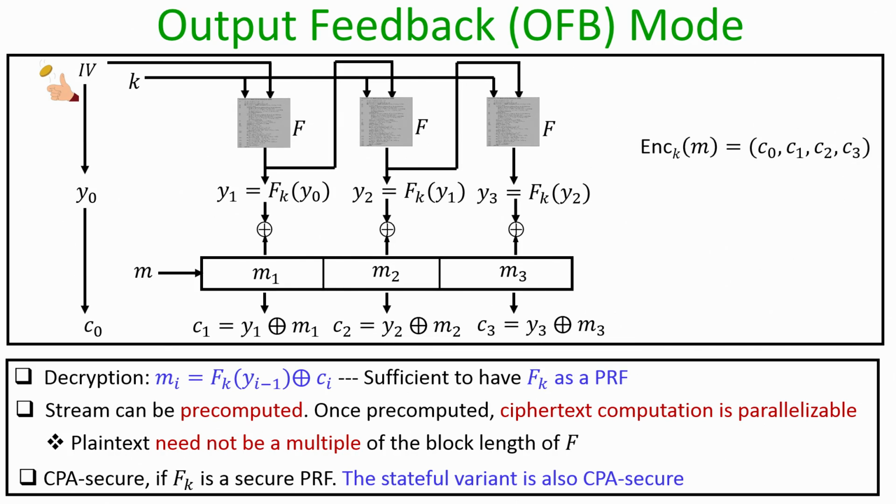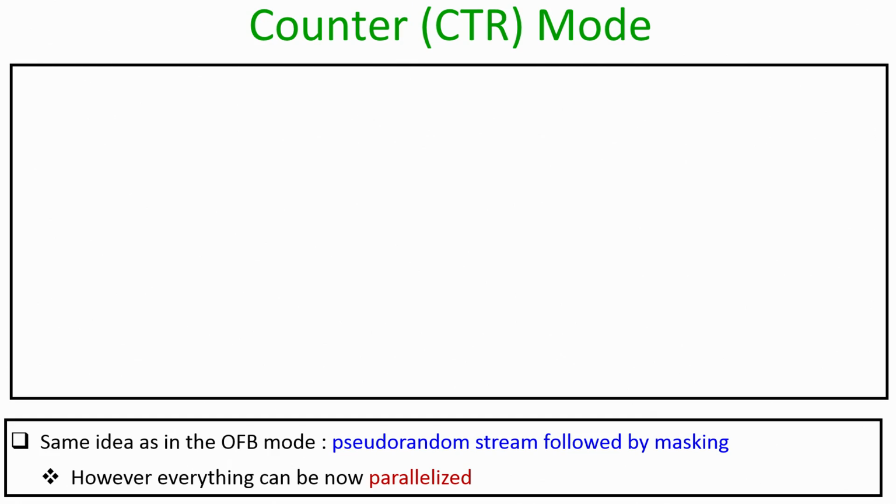But it turns out that we can do better, right, and that better mode of operation is the counter mode of operation or the CTR mode. The idea here is more or less the same, namely we divide the encryption process into two phases. The first phase is the message independent phase where a pseudo random stream of pad is generated, which is later used to do the actual masking of the message. But now the way the pseudo random stream of pad will be generated, everything can be parallelized. That means the pad generation as well as the actual encryption can be parallelized.